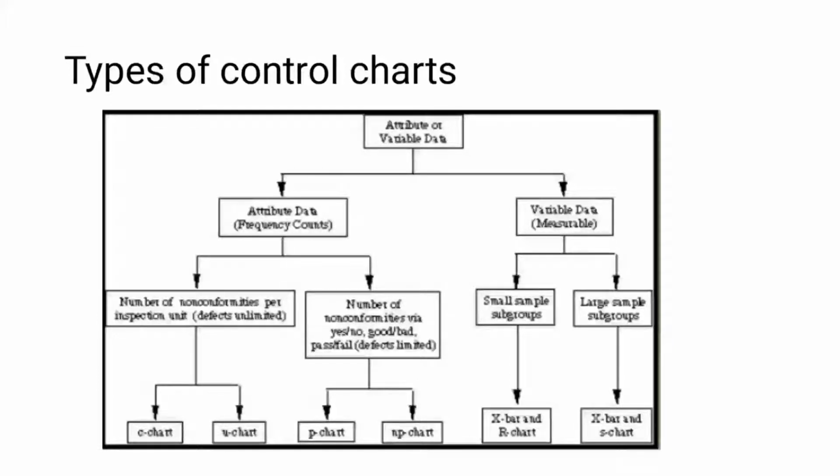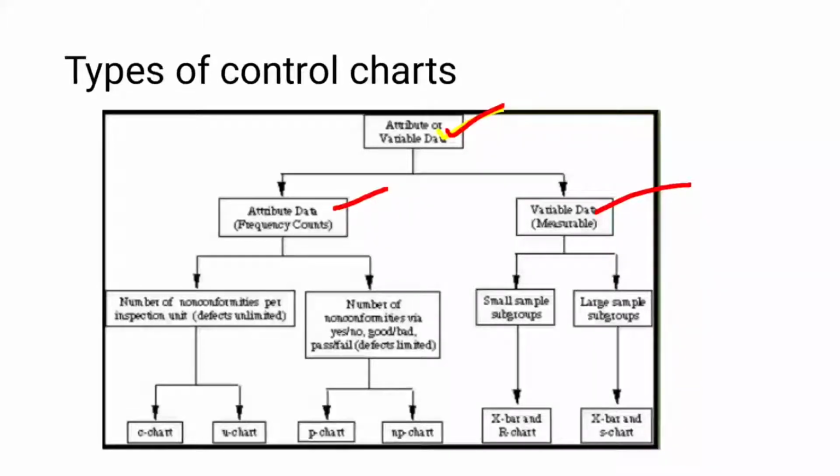In today's topic we are going to see the types of control charts. Quality control charts are divided into two types: control by variables and control by attributes. So if you see here, attribute or variable is given. It is divided in two parts: one is variable, the second is attribute.